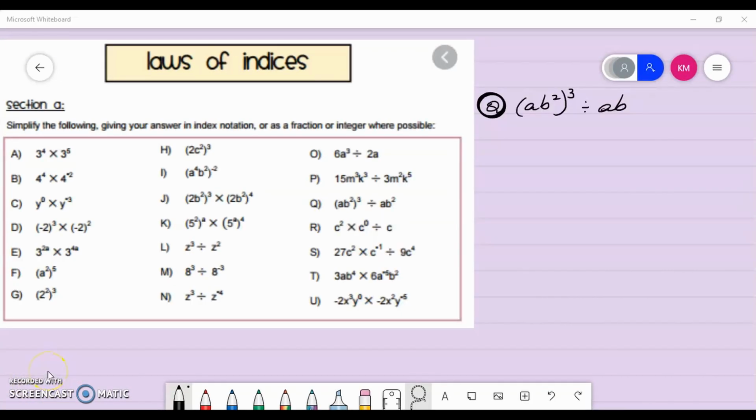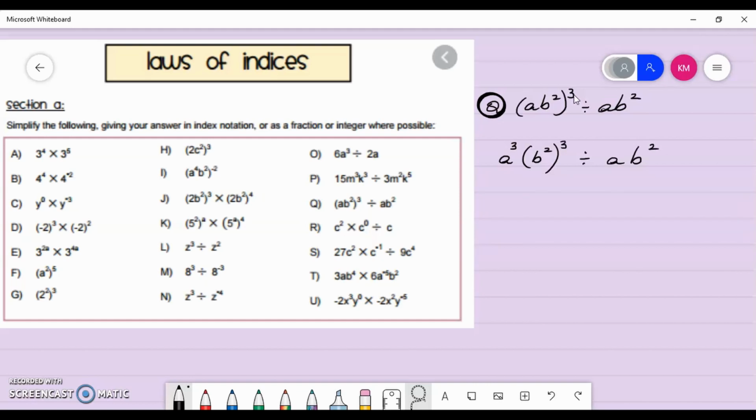Okay, so our next question: (ab²)³ divided by ab². Now, here I am seeing that these two need to be raised to the power 3. So I'm going to raise a to the power 3 and I'm going to raise b² to the power 3. And that is being divided by ab².